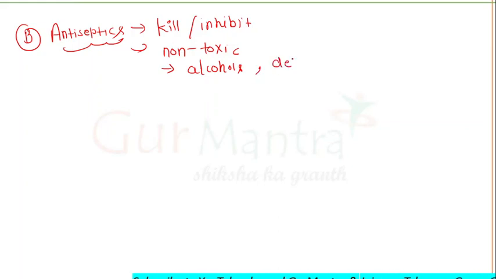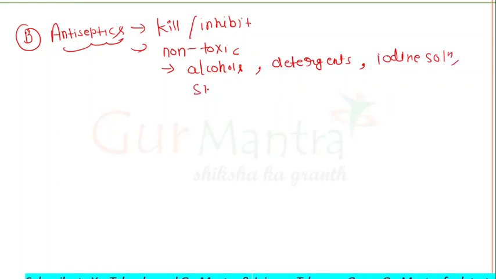Then there are detergents. What will detergents do? Detergents will disrupt the cell membrane. Then there is iodine solution. Iodine solution will do what? It will inactivate the protein. And there is silver nitrate. What is the function of silver nitrate? It will precipitate the protein.